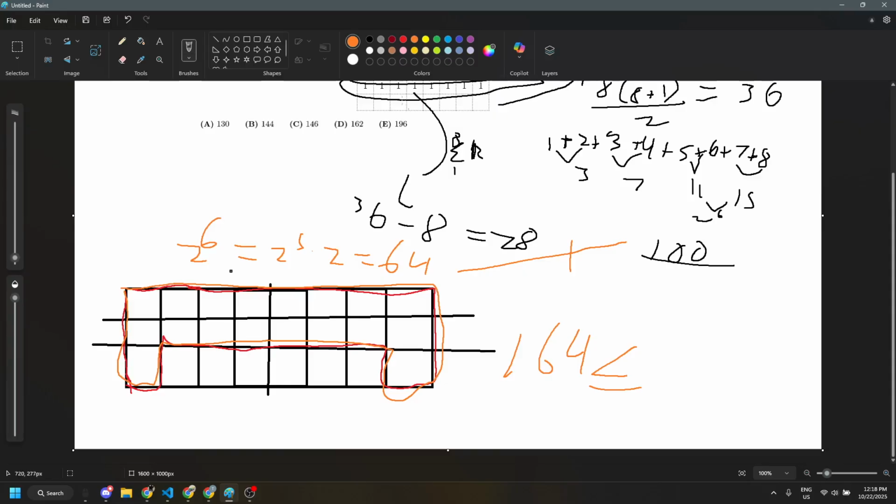The only option that does that is E, so I'm choosing E. That is what I'm choosing. I'm checking the answer now.